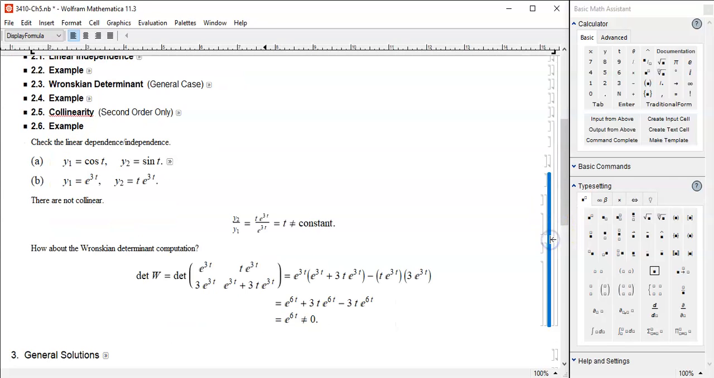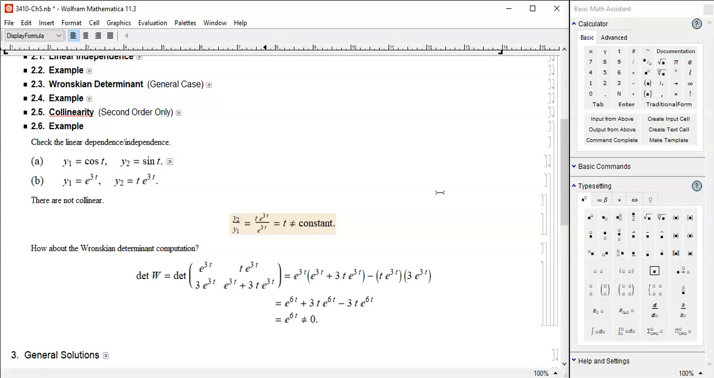How about the next example? Dependent or independent? Let's check the collinearity. Is one function constant times the other? Let's take the ratio. y2 over y1 is t, it's not constant. So not collinear, so linear independent.